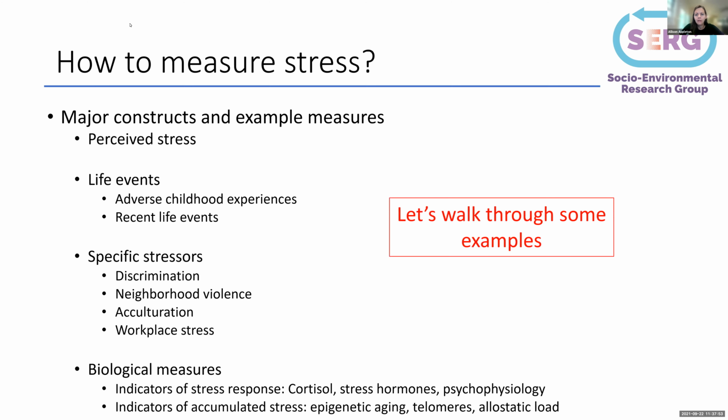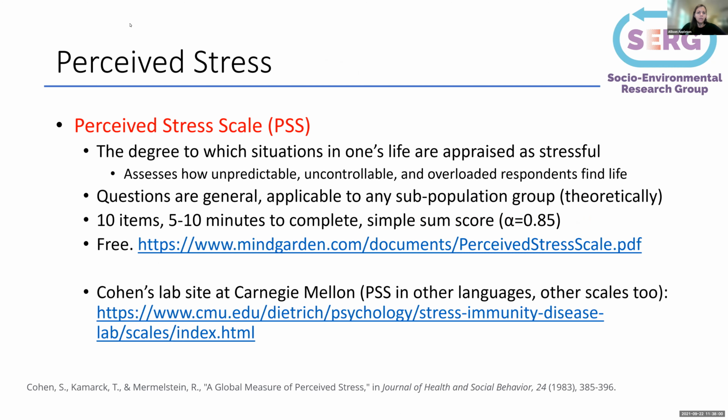So let's begin. I have some examples for each one of these bins: perceived stress, life events, specific stressors, and biological measures. So first is the perceived stress scale. This is a very popular measure that assesses the degree to which one's situations in life are appraised as stressful. So the questions ask about the unpredictability, uncontrollability, and overload that people have in their lives. So as I said, this is a very general instrument, and it's designed to be applicable to most subpopulations we have.